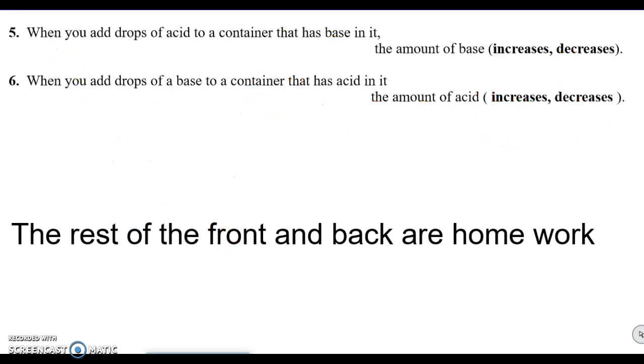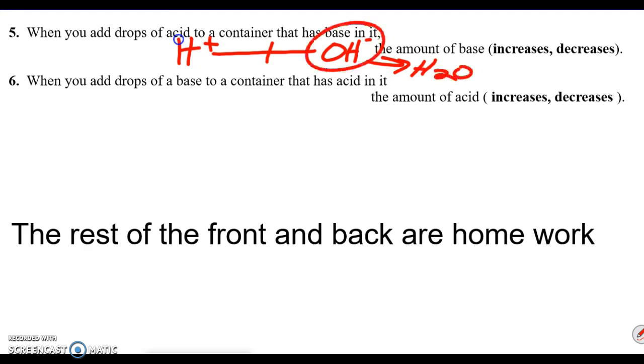When you add drops of acid to a container that has base in it, the amount of base does what? Pause the video, try to answer these next 2 questions. If I'm adding acid, that's hydrogen ion, to a container that's got base in it, hydroxide ion, these two will react together to give me water. So what happens to the amount of base? Well, these get gobbled up by the hydrogen ions, so the amount of base decreases.